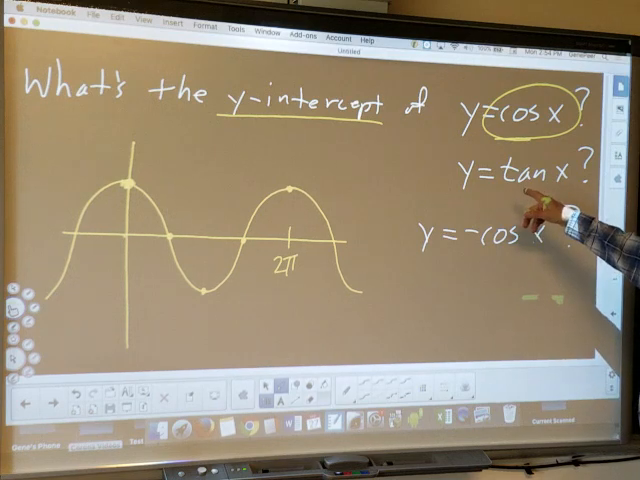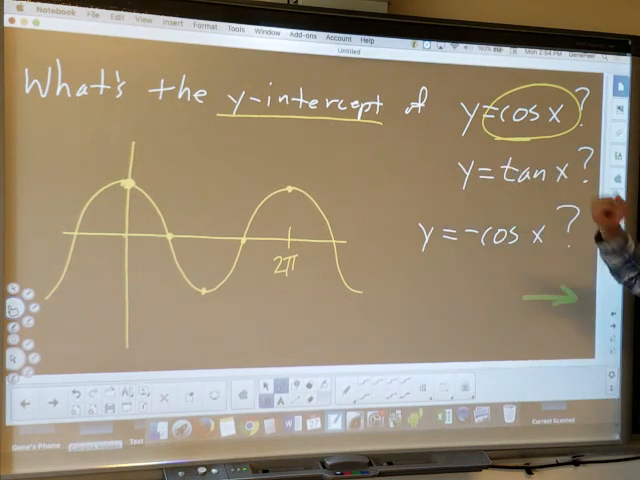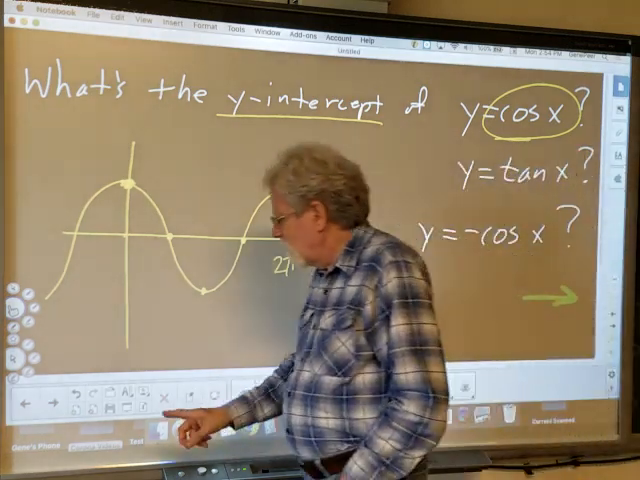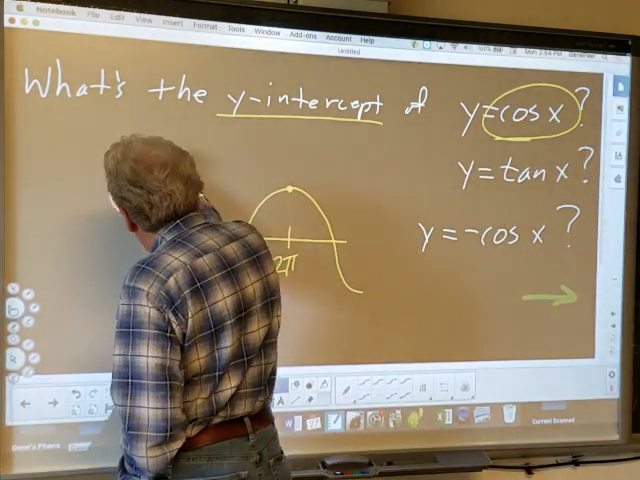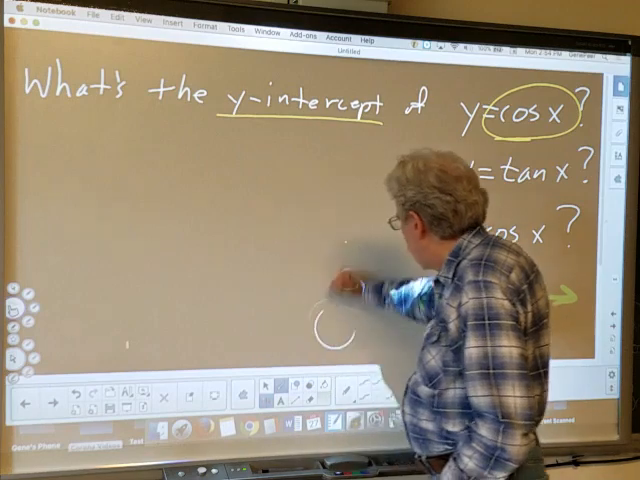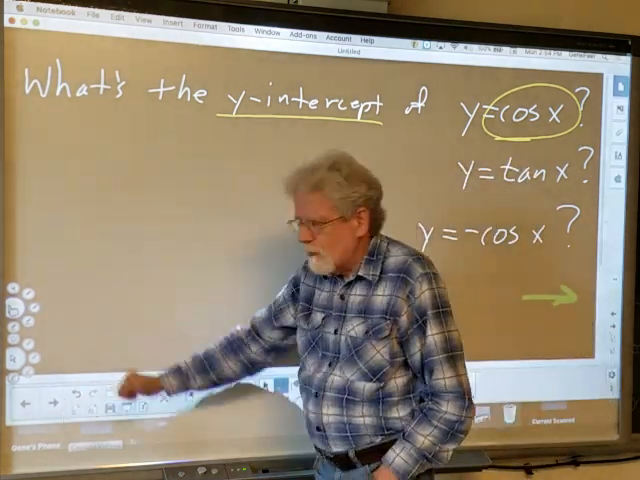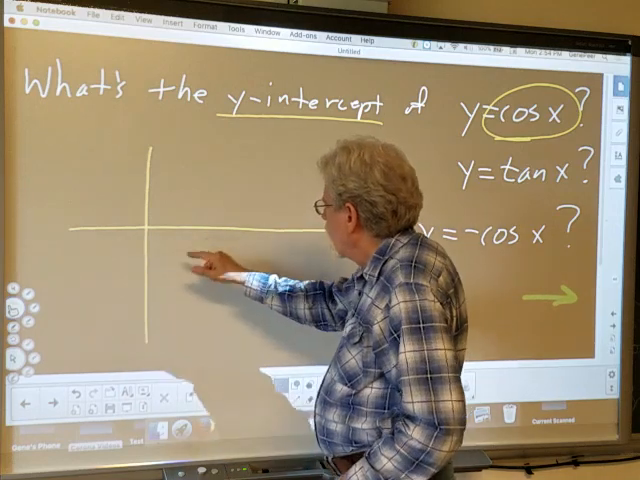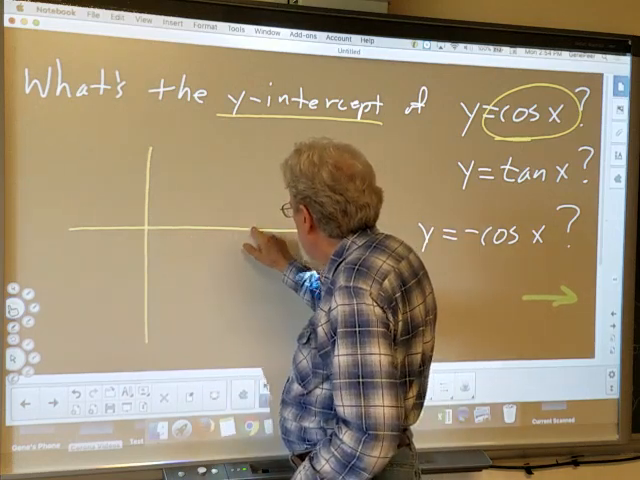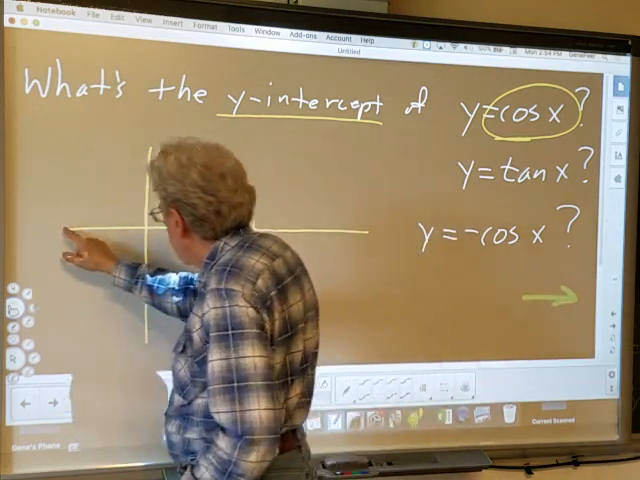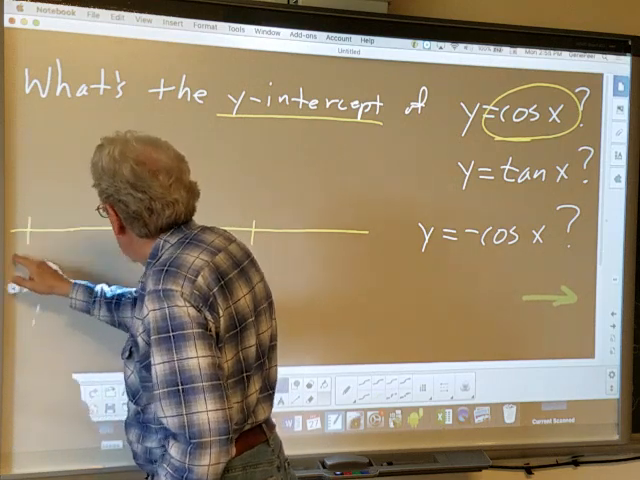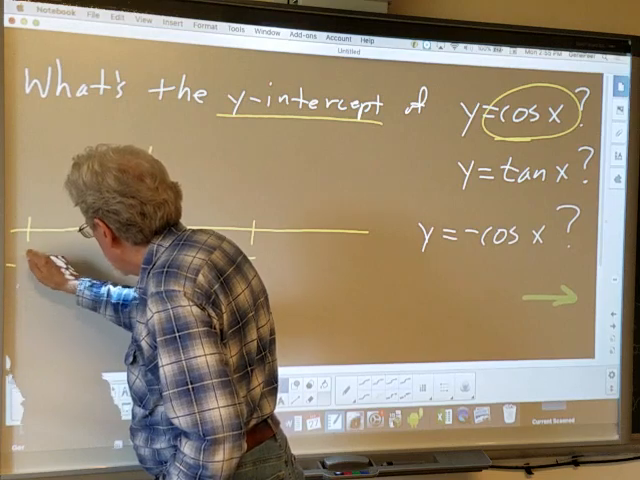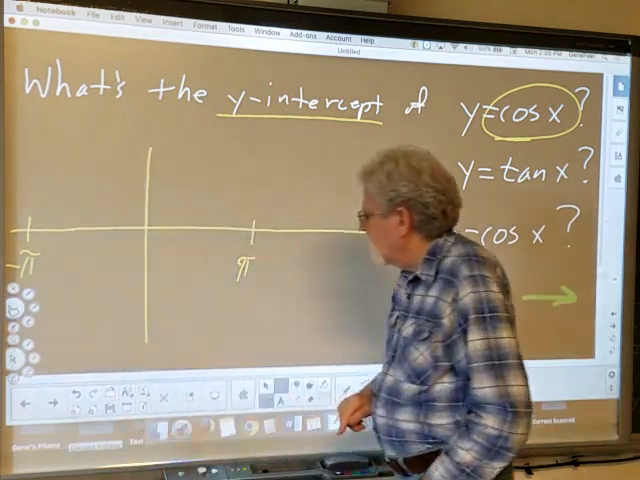Now what about the y-intercept of tangent of x? Well, tangent has a different period, you'll remember. The period of tangent is not 2 pi. The period of tangent is 1 pi. So if we have, say, 1 pi here, and we'll put negative pi, still can't write it. I'm trying to think and talk at the same time here.